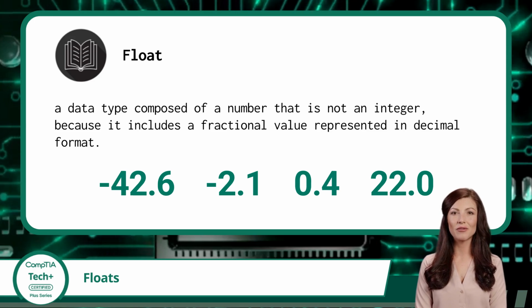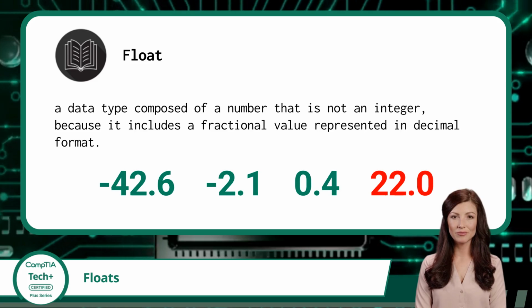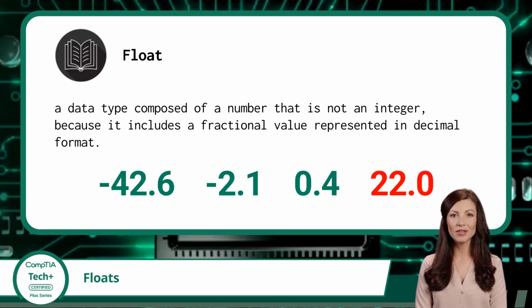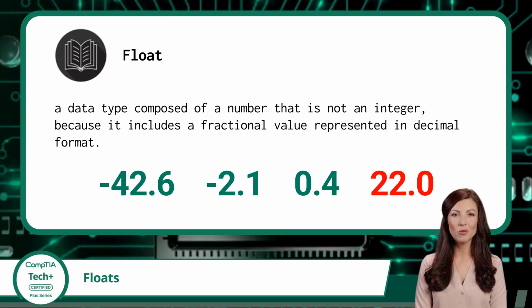Do you see the last float example, 22.0? The 0 in 22.0 adds no additional value to the number and could easily have been represented as just 22, but as long as there is a decimal point, this will belong to the float data type and not the integer data type.